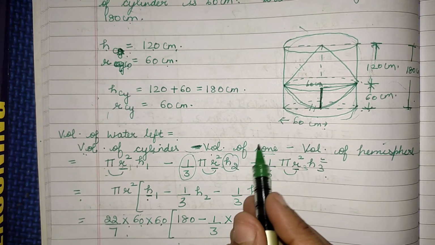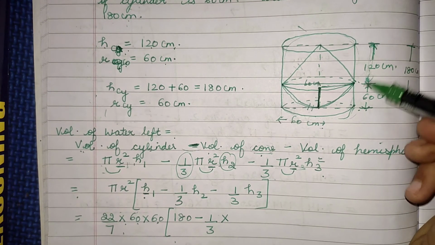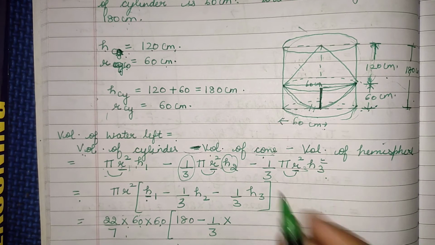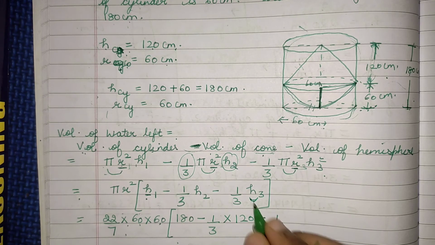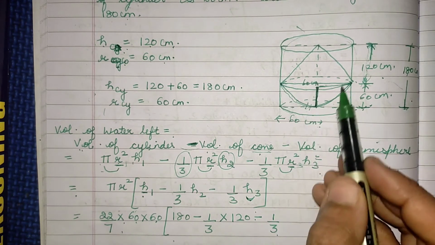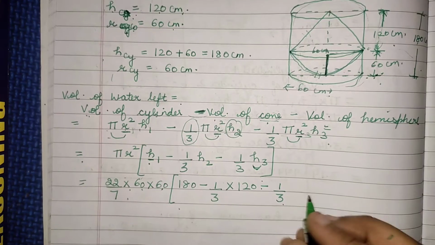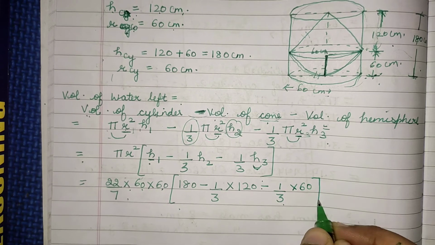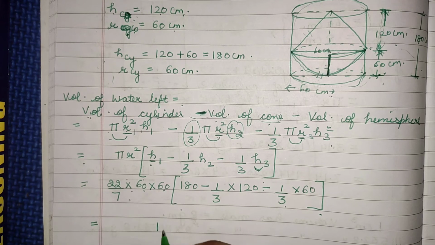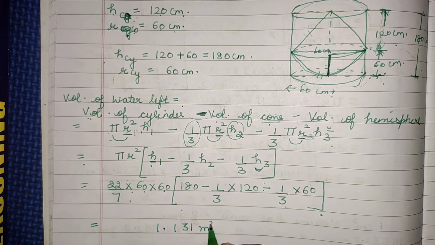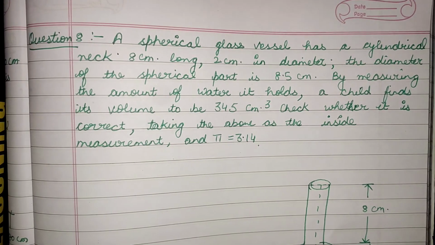h2 is what? h2 is the height of the cone, and height of the cone is what? I have told you that the height of the cone will be equal to 180 minus 60, which will be equal to 120 into 1 by 3 into h3. h3 is the height of this hemisphere, which is equal to the radius of the hemisphere, 60. Okay, so once you solve all these values, you will get your final answer, which is equal to 1.131 meter cube.